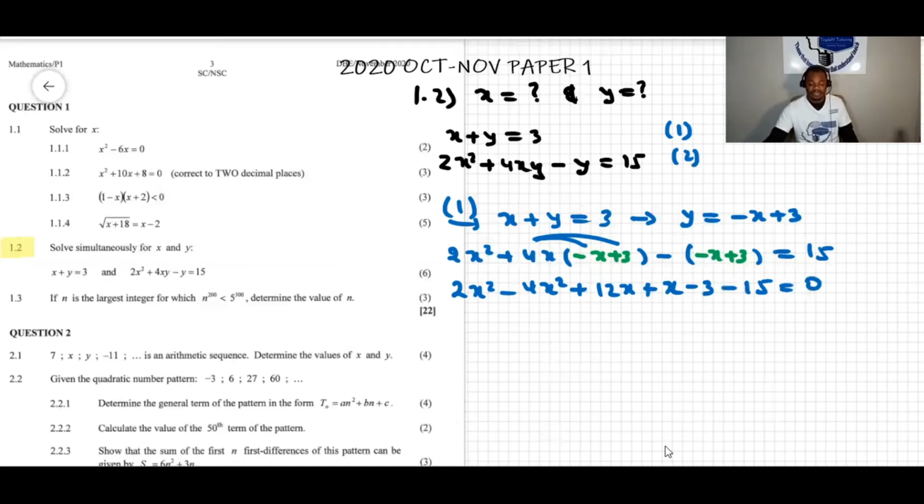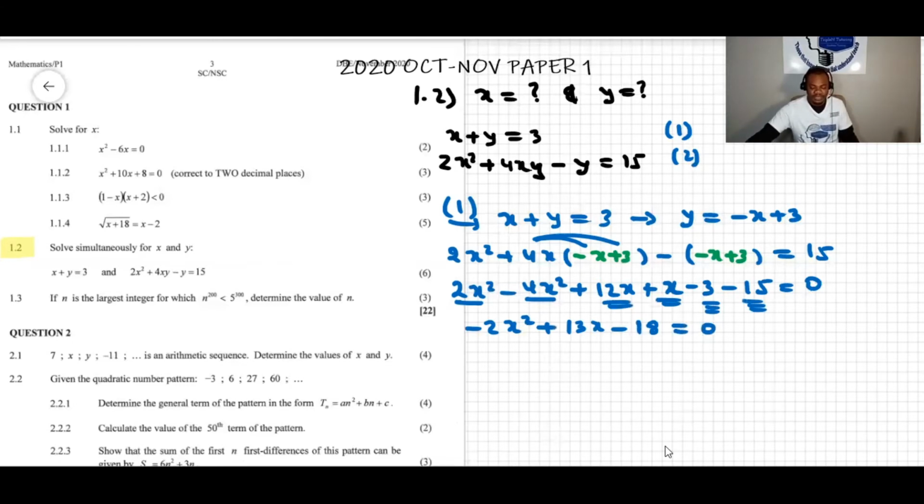Now we can simplify the equation by combining like terms. We have 2x squared and negative 4x squared, which make negative 2x squared. And then we have 12x and x, that makes positive 13x. And then we have negative 3 and negative 15, that makes negative 18 equals 0.